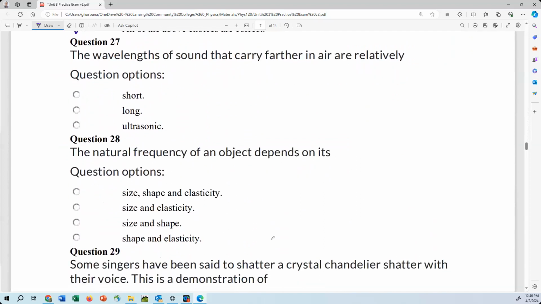27. The wavelengths of sound that carry farther in the air are relatively... so the wavelengths that carry farther, it means that the wavelength is bigger. The answer is long, okay, because the wavelength is long, that's why they can travel farther.